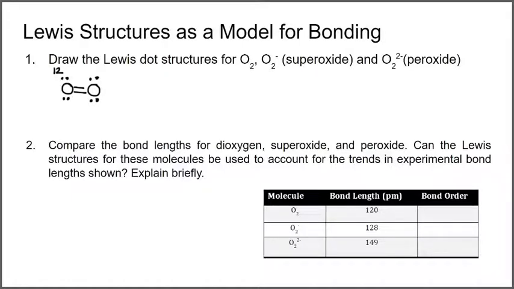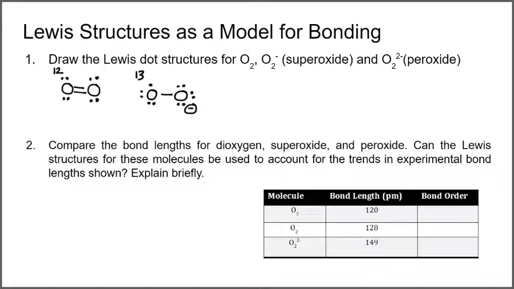You can do the same thing for superoxide, which would have 13 electrons. So you can fill those in, 1, 2, 3, 4, 5, 6, 7, 8, 9, 10, 11, 12, 13. So this has an unpaired electron. And we see that the oxygen that I've drawn here on the right has a formal negative charge.